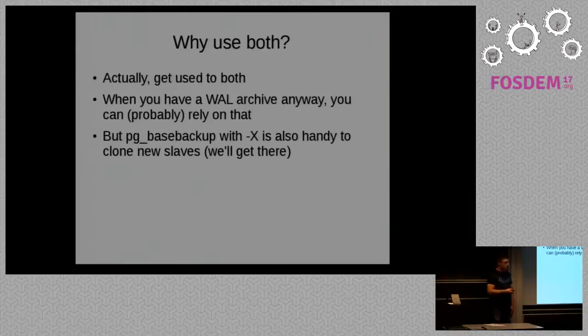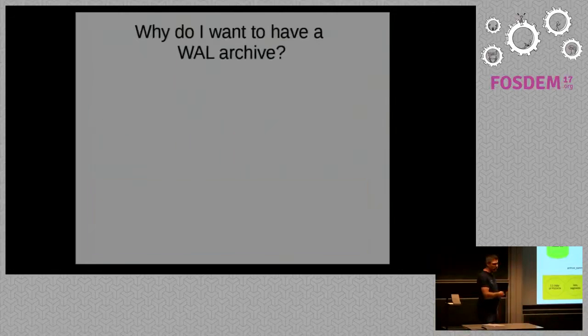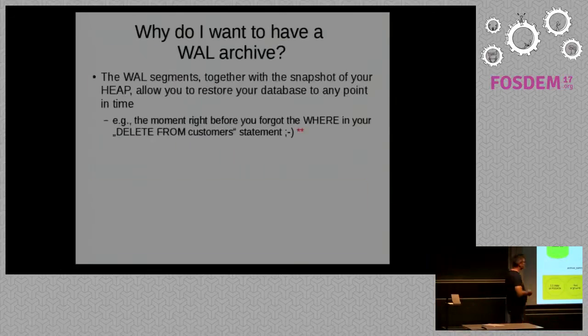You will have a WAL archive. We'll come to that. So pg_basebackup, on the other hand, is also handy to set up a new replication slave, whatever. We'll also get there. So when you have a WAL archive filled with your archive command all the time, you can just skip the separate backup of the WAL segments during your backup. Okay?